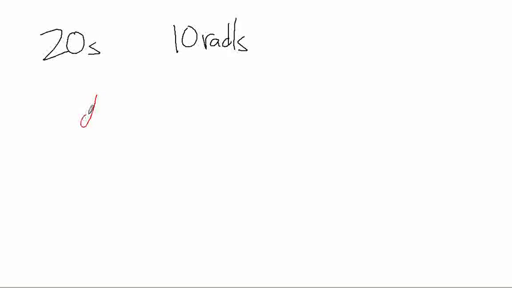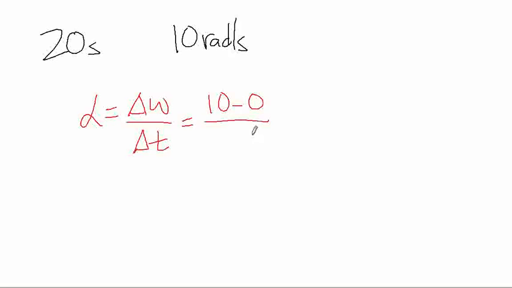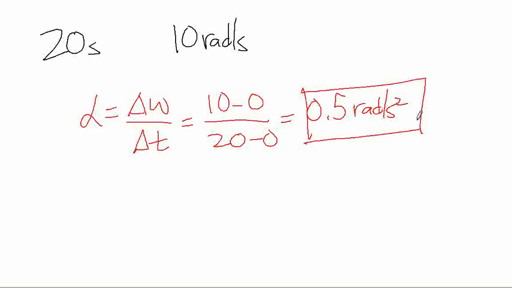Okay, so I'll go ahead and do it also. So the rate of change of omega is what I'm looking for. So 10 minus 0 because it was initially stationary. So I hope you got 0.5 radians per second squared for your answer.